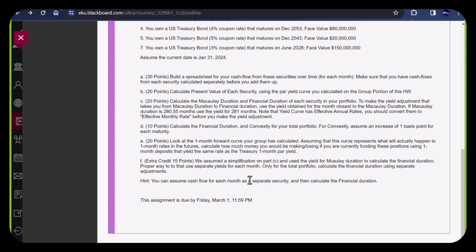The extra credit says, if you understood the nature of going from Macaulay to financial duration, make an adjustment for individual cash flows, and calculate the financial duration that way. That is completely extra credit. You don't have to do it.